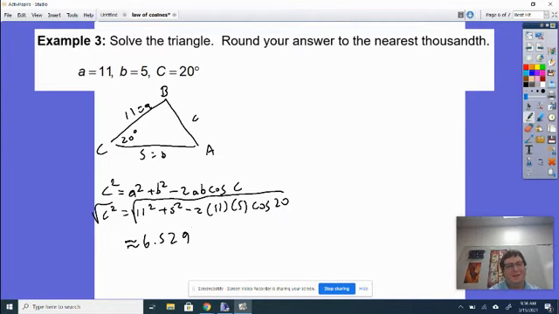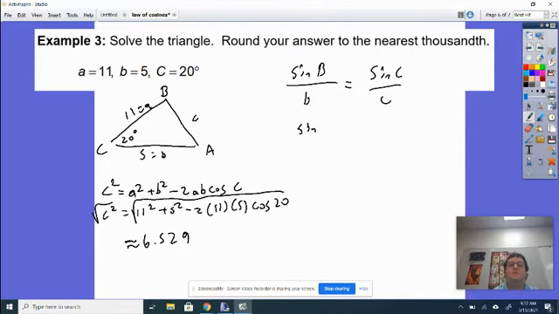Okay, using that in law of sines, I do want to find the smaller of my two sides here. So I'm going to want to find b here. So sine of b. Again, this just helps us avoid that ambiguous case. And then I'm going to use c, plugging in what I know.